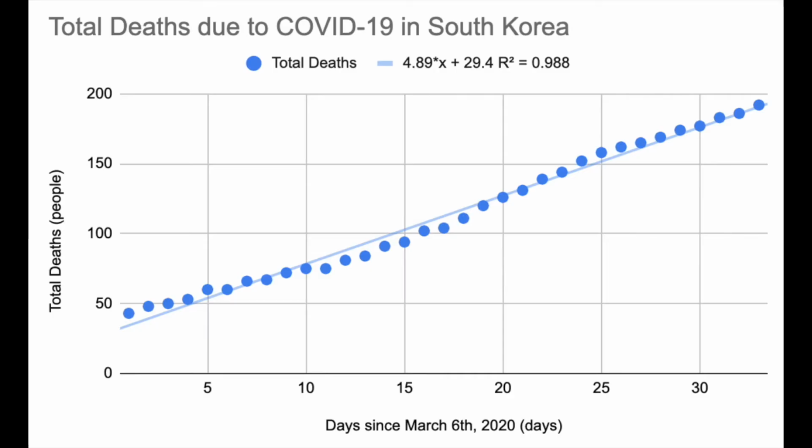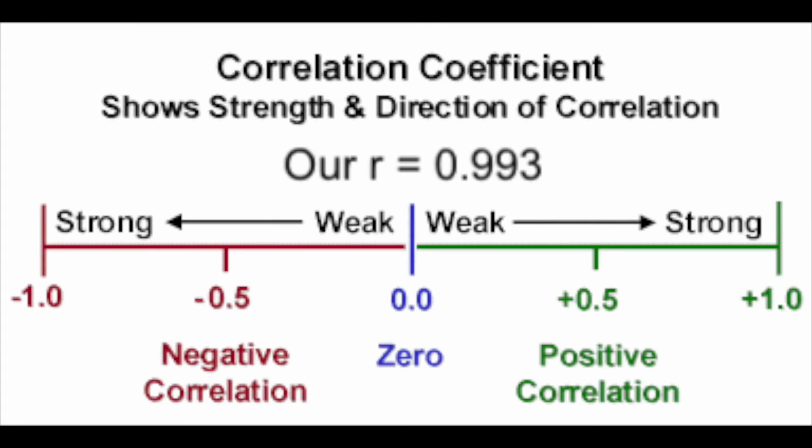So our regression line, or LSRL, is y hat equals 29.4 plus 4.989x, and the correlation coefficient r is 0.993. Since the correlation coefficient is greater than 0.8, we can interpret that the total deaths due to coronavirus in South Korea and days have a strong positive linear relationship.